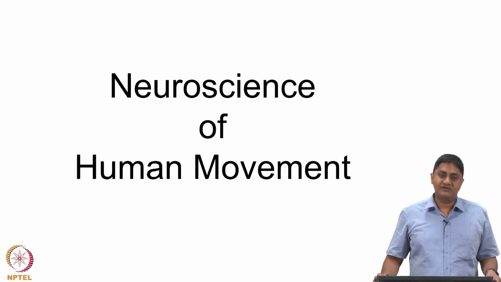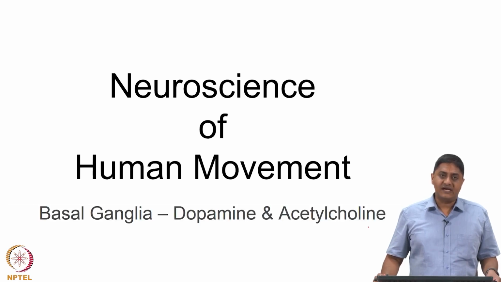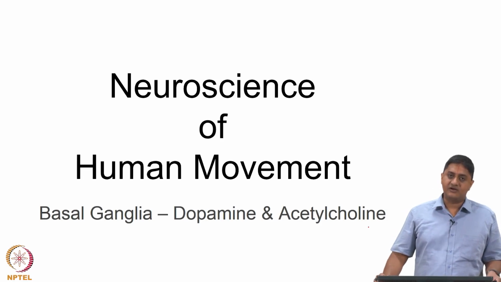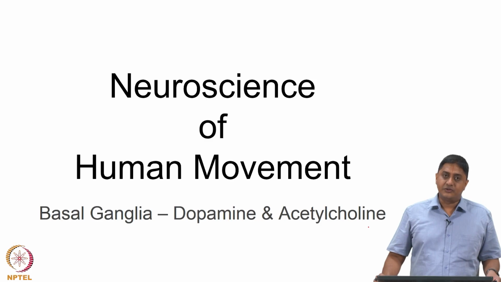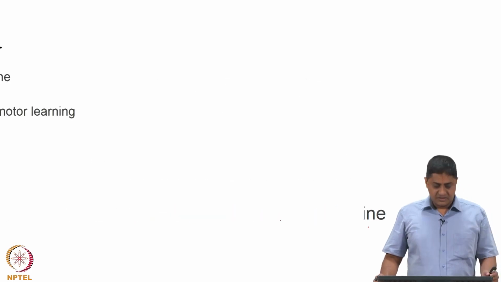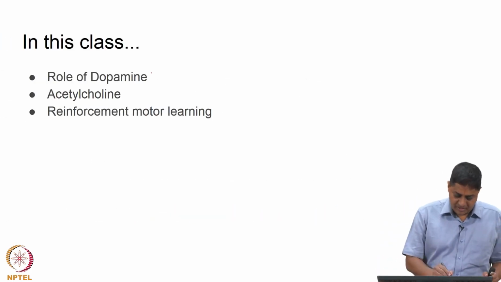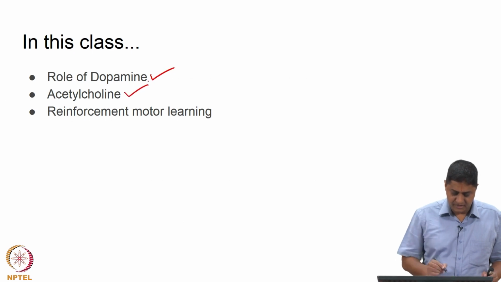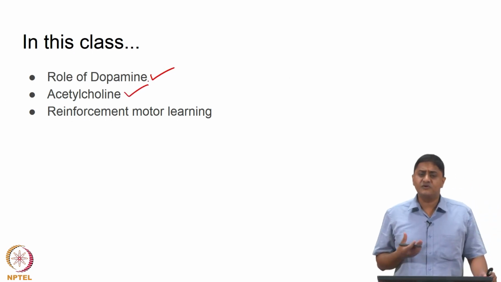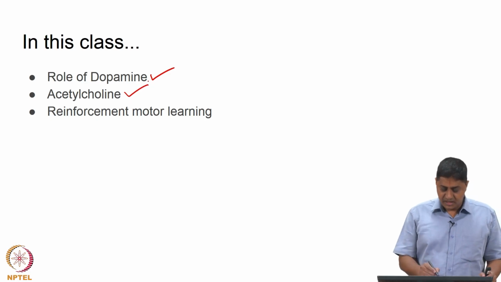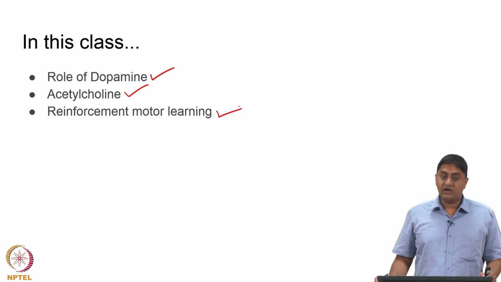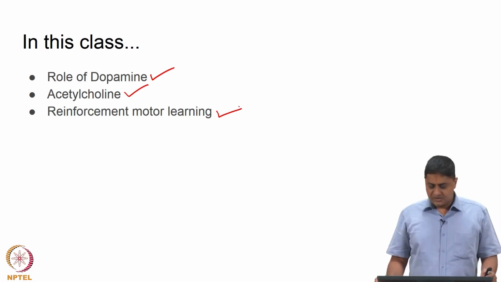In this class, we will be talking about basal ganglia, and we will continue our discussion on basal ganglia, specifically on the topic of dopamine and acetylcholine and their role in basal ganglia function. So, in this class, we will be talking about the role of dopamine, the role of acetylcholine, specifically cholinergic interneurons of the striatum, and how these two neuromodulators contribute to reward related movement learning or essentially reinforcement motor learning.